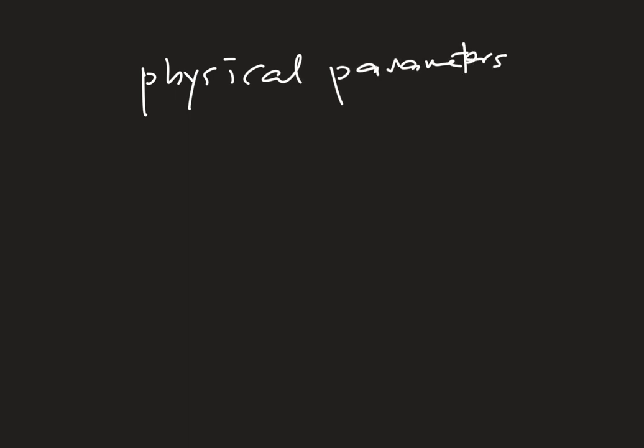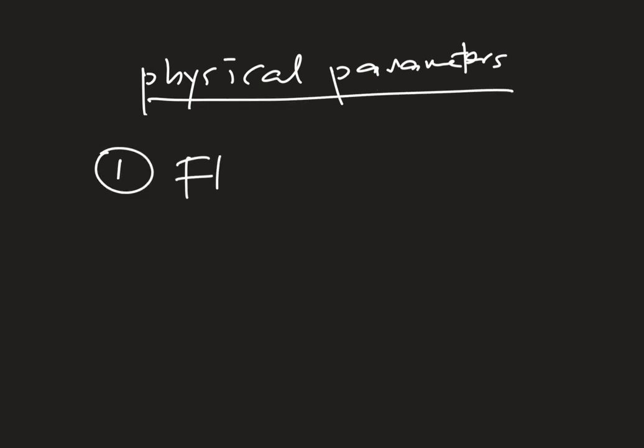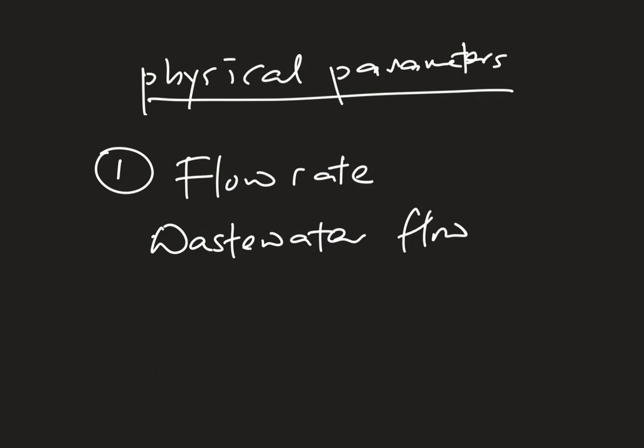Okay, so today we have a second lesson of wastewater treatment. We talk about physical parameters. Okay, first we talk about flow rate. In a wastewater treatment plant, flow rate is the water flow rate, because it's wastewater, so we call it wastewater. Okay, flow rate. So what is meant by wastewater flow rate?